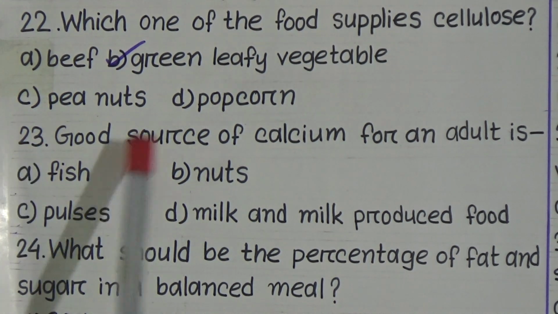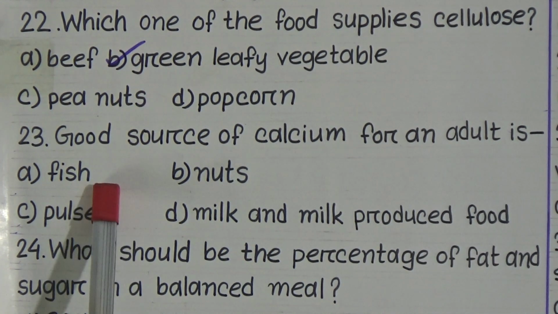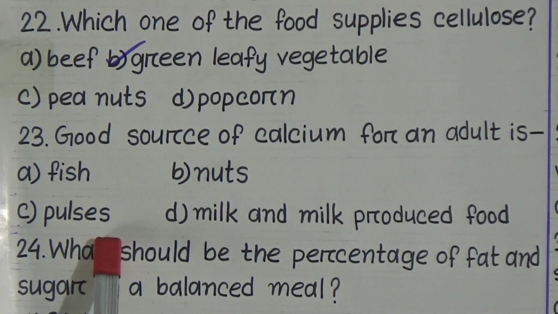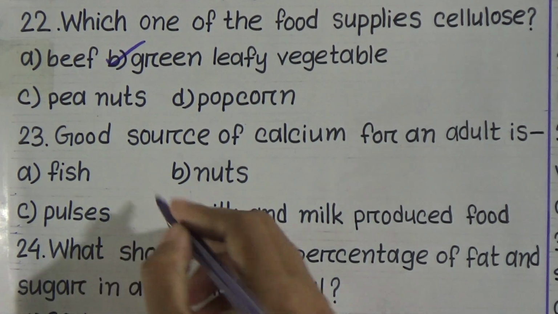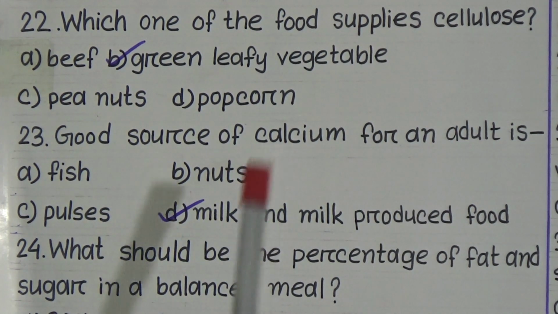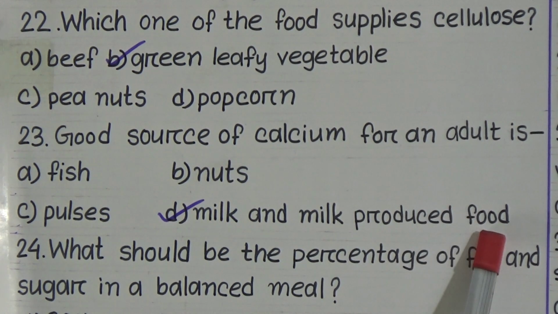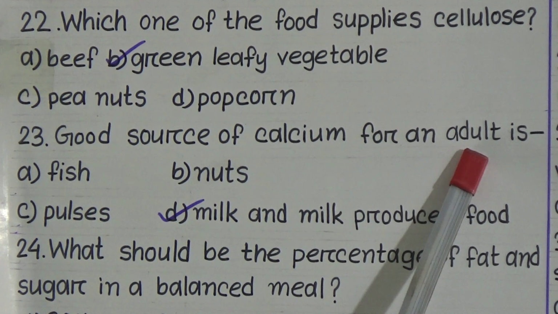Number 23. A good source of calcium for an adult is fish, nuts, pulses, milk and milk produced food. Here our answer will be milk and milk produced food. We know milk is an ideal food for children but not for adults. But milk and milk produced food can be a good source of calcium for an adult person.